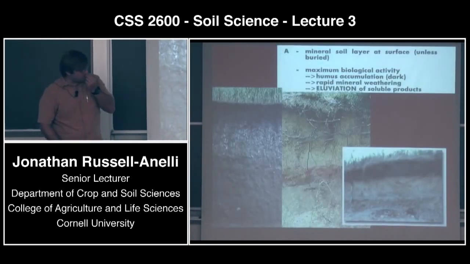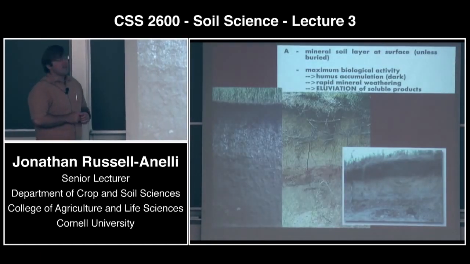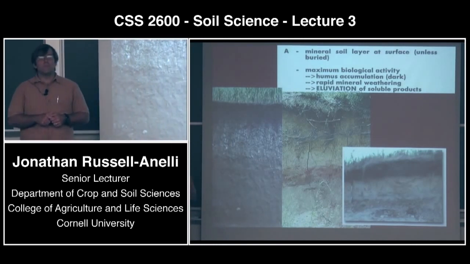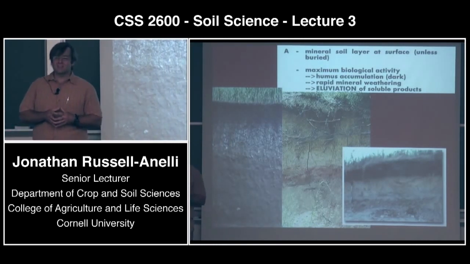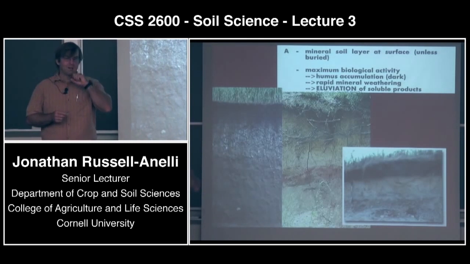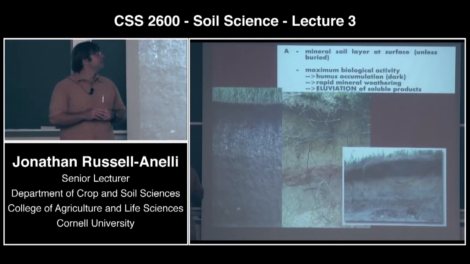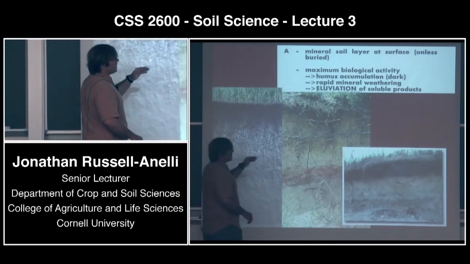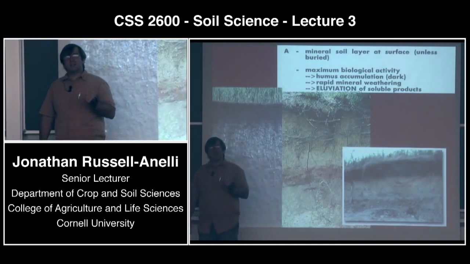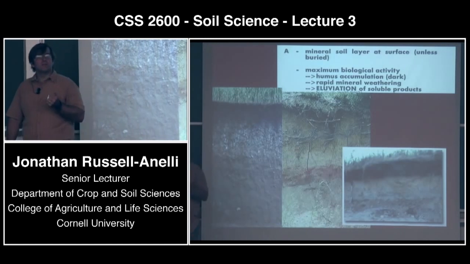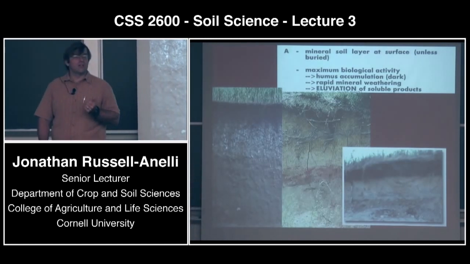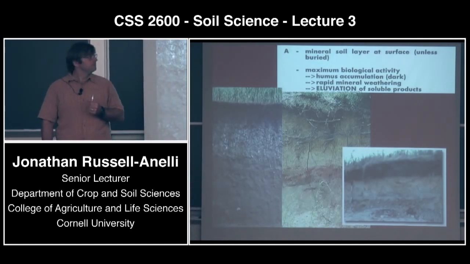The next horizon down is a mineral horizon. It's an A horizon. It is the soil mineral horizon that has the maximum amount of organic matter in it. These soils can be buried as well. So these horizons, there can be multiple A horizons. Okay? It is the soil that has the maximum organic matter in it, and it is also the horizon that has the maximum biological activity. Mineral soil that has the maximum biological activity.